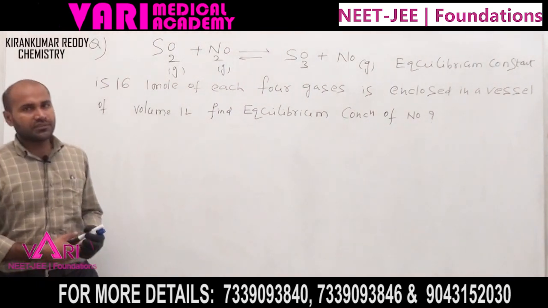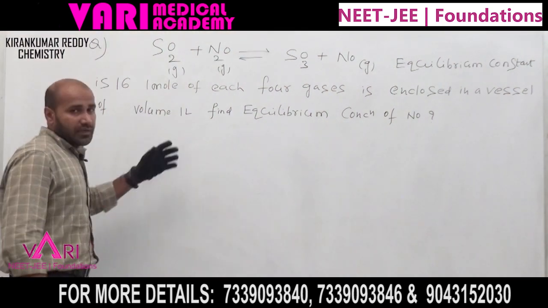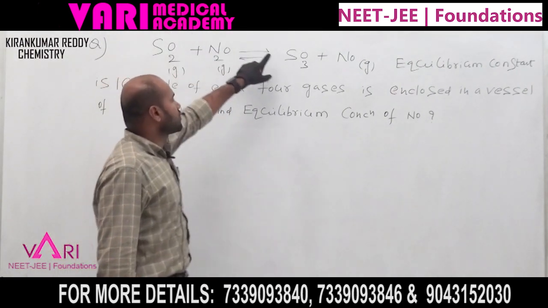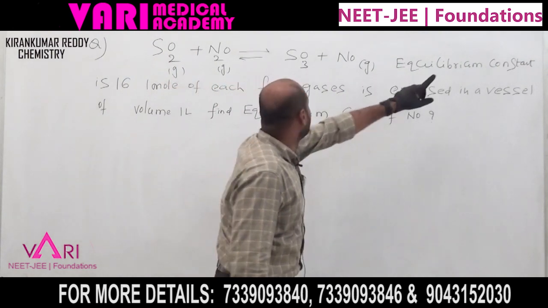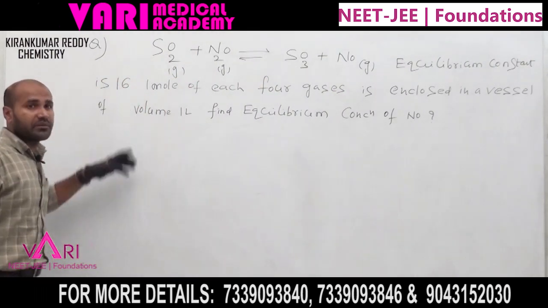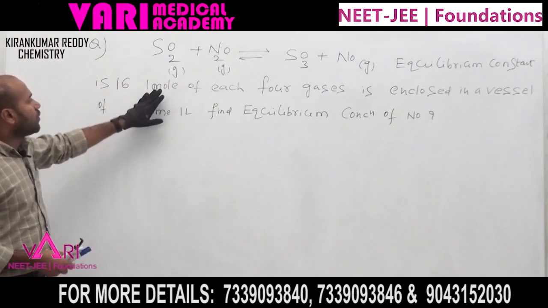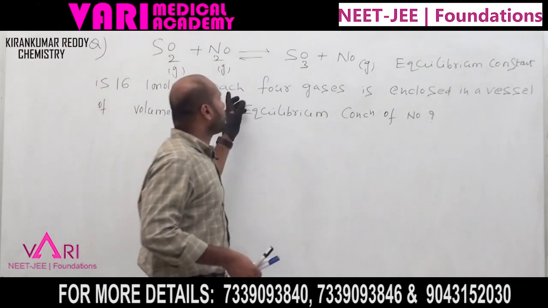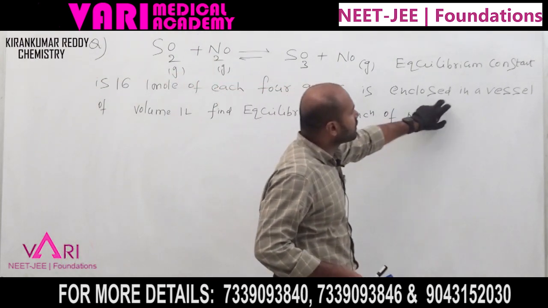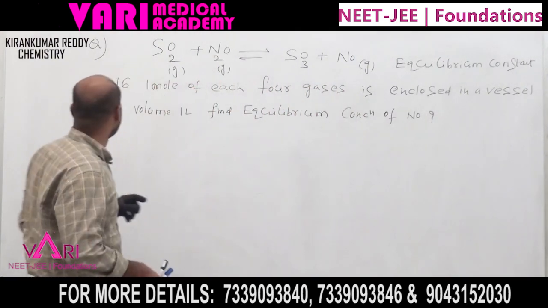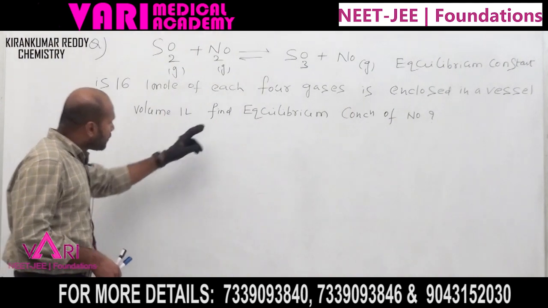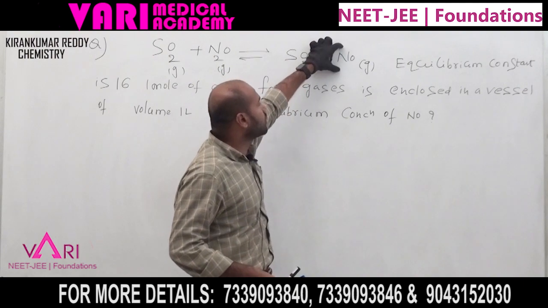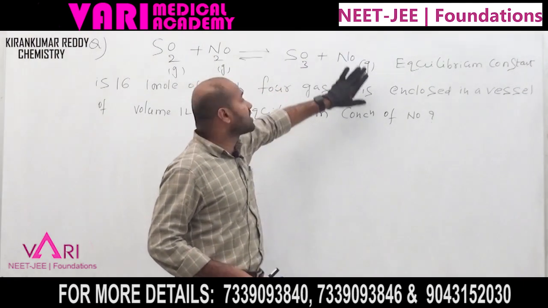Okay, good evening students, and today in class we have already started numericals in equilibrium. SO2 plus N2O gives rise to SO3 plus NO. The equilibrium constant is 16. One mole of each of the 4 gases is initially enclosed in a vessel of volume 1 liter. Find the equilibrium concentration of NO. We have to calculate the equilibrium concentration of NO.